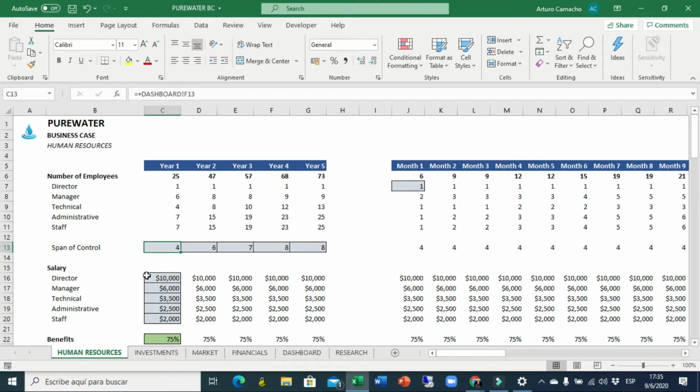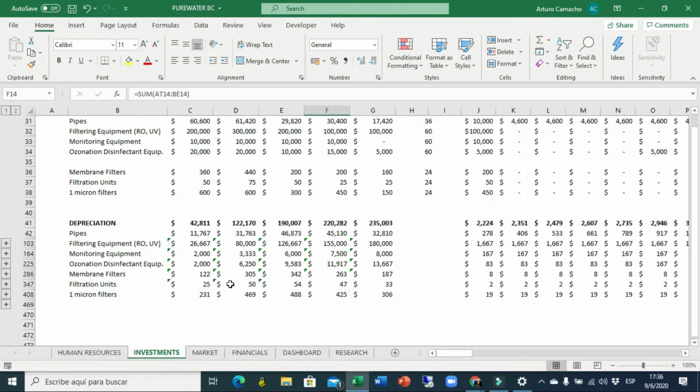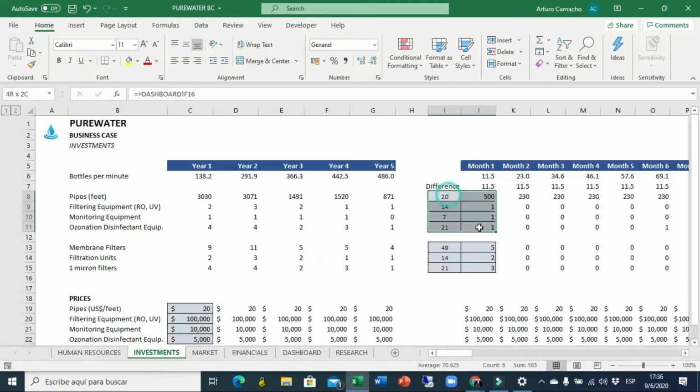Also the salaries, I mainly used one single input for the first year, and I assume that this will increase according to something I call the salaries increase, which is in the dashboard too. And investments, everything as you see here is in blue, so everything of this is in the dashboard. So no input from the user in this worksheet as well.